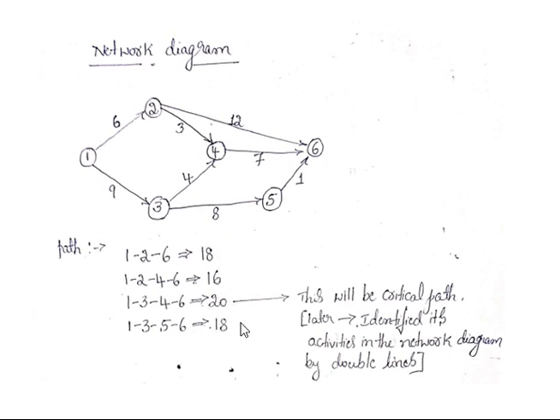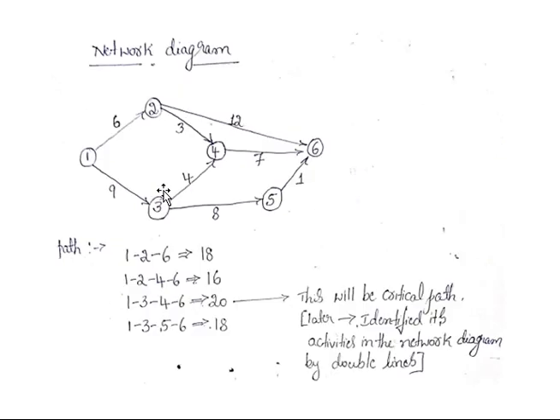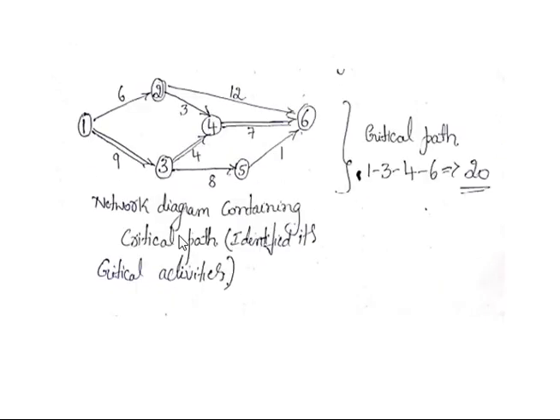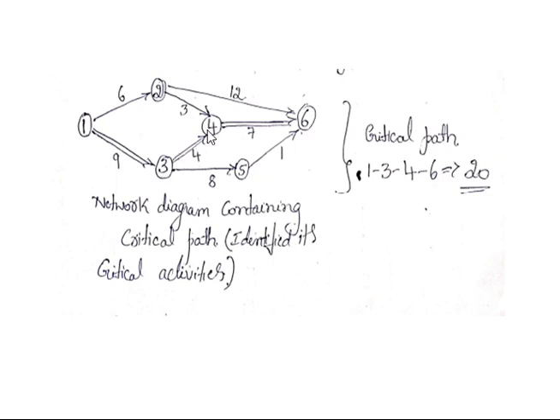When you compare the duration values, the one consuming the most duration will be addressed as the critical path, and the critical activities are 1 to 3, 3 to 4, 4 to 6. This should be highlighted by the double line. After this, we have shown here the difference between the critical path and the other paths. This is the starting network diagram. Then here, based on the values 1, 3, 4, 6, which has a duration consumption of 20 hours, we have shown them as the critical path, and these are the critical activities.